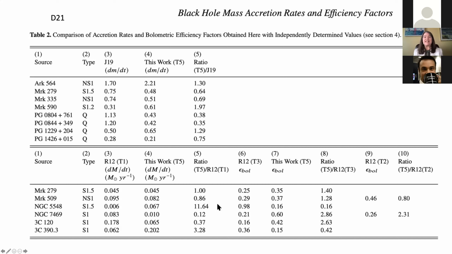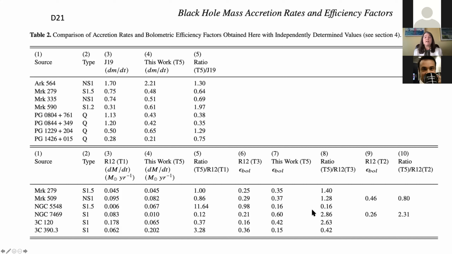I'm starting to run out of time. So here are the efficiency factors I obtain. Here are the efficiency factors Raimundo et al. obtained. Here are the ratios, and they agree to factors of a few, which is about what I would expect given the uncertainties in the model that Raimundo et al. are using and the empirically determined uncertainties for the bolometric efficiency factors. There's one source that's off by about a factor of 10 or so for the efficiency factor.